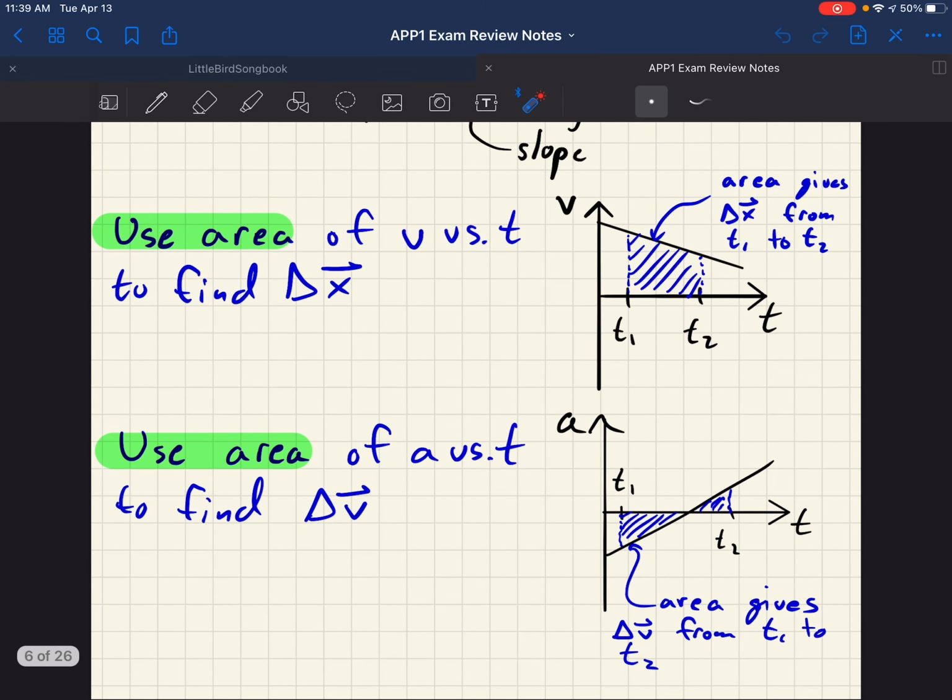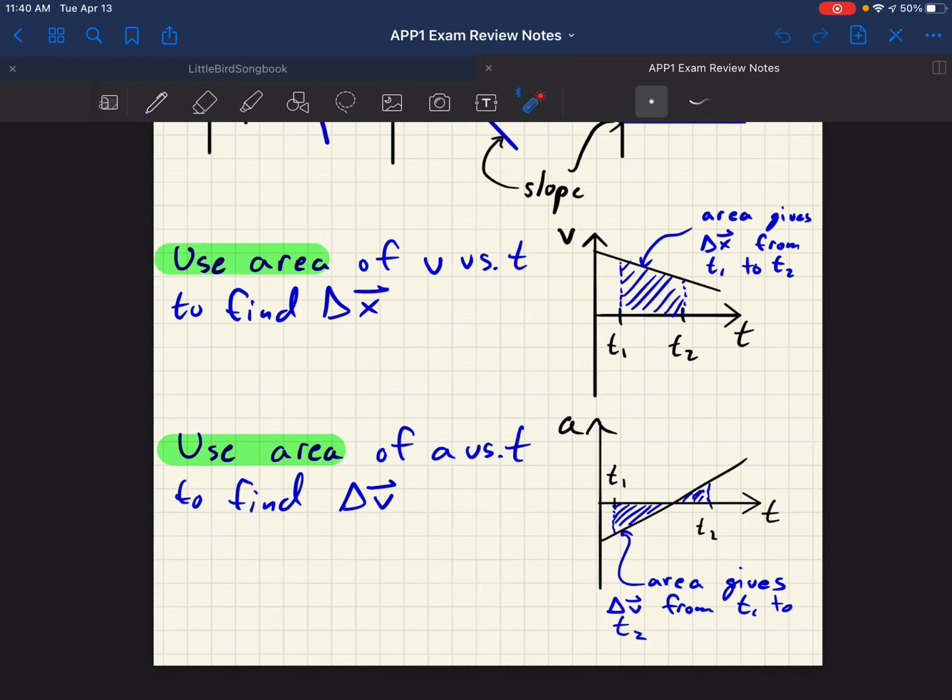Similarly, you can use the area under an acceleration versus time graph to get an object's change in velocity, right? So, and for both of these, this is true, right? If the area is under this line, then it's negative. And if it's over the line, then the change in velocity is positive. So over this whole interval that I drew here from t1 to t2, this object will have had a negative change in velocity because there's more area here than there is there.